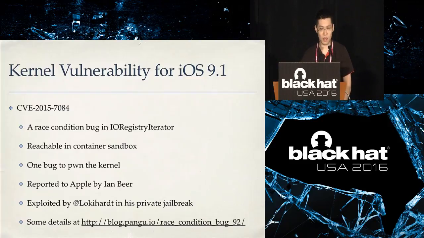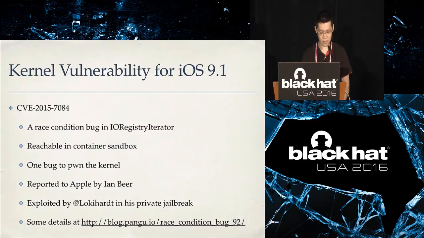And this year, we upgraded our Jailbreak 2 to support iOS 9.1. In this version, we use another kernel vulnerability. Actually, this one was reported to Apple by Ian Beer from Google Project Zero. After the vulnerability was patched, he released a POC code on the Google Project Zero site. This is a race condition bug in the IOKit registry iterator.